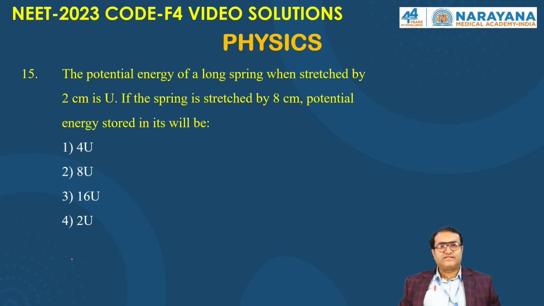Question number 15. Potential energy of a long spring when stretched by 2 centimeter is U. So we'll use this formula: U is equal to half of K x square. X is simply 2 by 100. Final potential energy is half of K into 8 by 100 whole square. If you divide both the equations, you will get final potential energy as 16 times U. Third option is correct here.